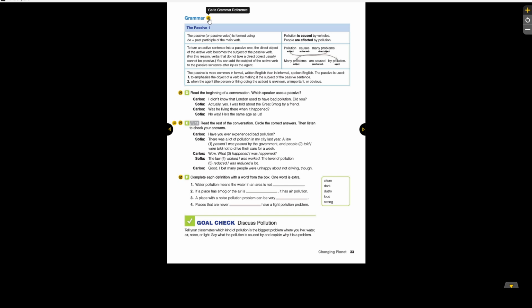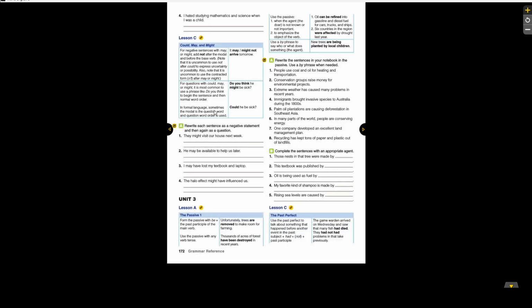So if you have the book, please turn to page 172. It will be here. This is more of an explanation of the passive voice. You can go ahead and read this. I'll give you as much time as you need. Pause the video now.